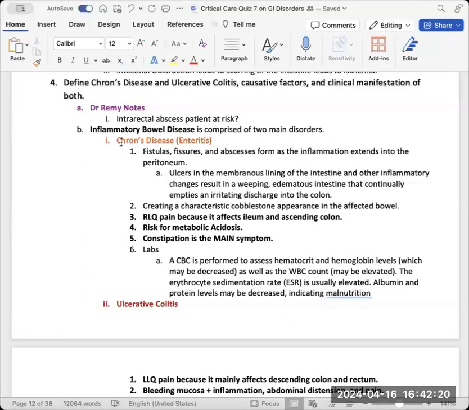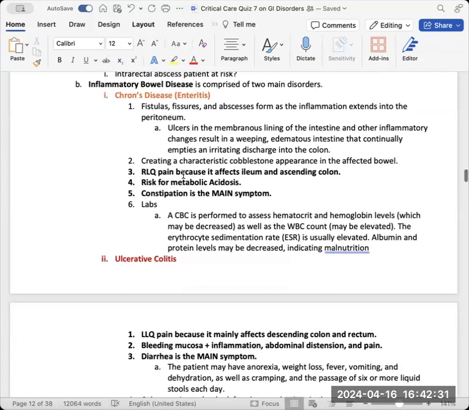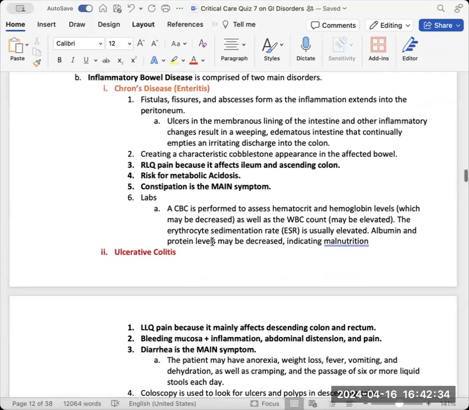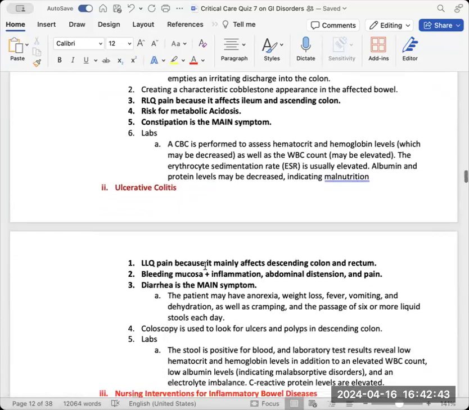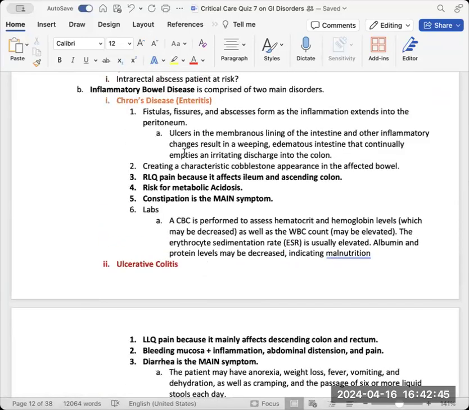Okay, so the next question is define Crohn's disease and ulcerative colitis, causative factors, and clinical manifestations. Basically, Crohn's disease and ulcerative colitis are both inflammatory bowel diseases, okay? Crohn's disease can also be called enteritis. What I want to point out is the main characteristics between them. For Crohn's disease, I like to think CC, Crohn's constipation, because constipation is the main symptom. They're also going to have right lower quadrant pain, because it affects more of the ascending colon and the ileum, and they're also at risk for metabolic acidosis.